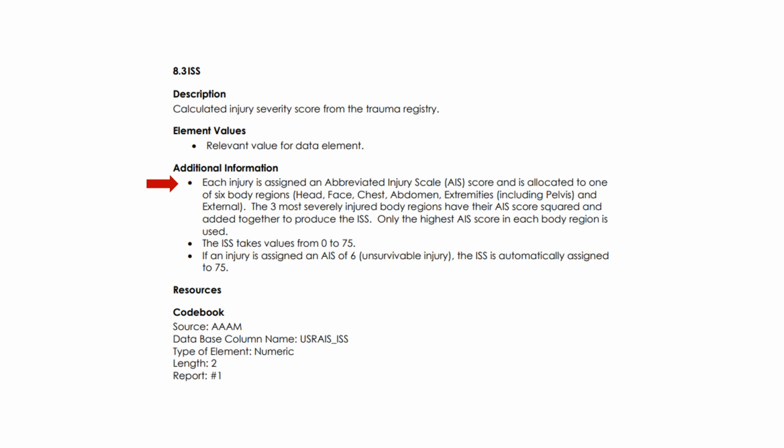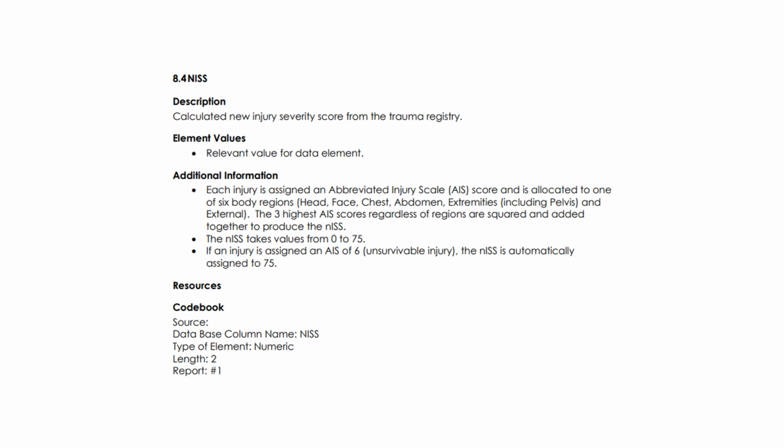There are 6 body regions that injuries can be assigned to. Any injury assigned an AIS of 6, which is considered a non-survivable injury, is automatically assigned an ISS of 75. NISS stands for a patient's calculated new injury severity score. Unlike the ISS, the NISS is taken from the square of the 3 highest AIS scores, regardless of the body regions they fall into.